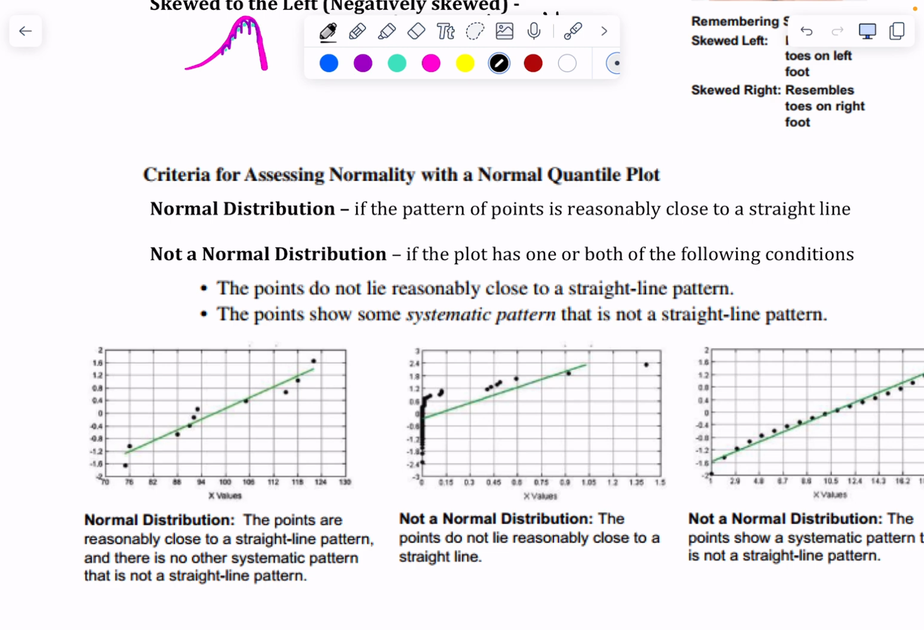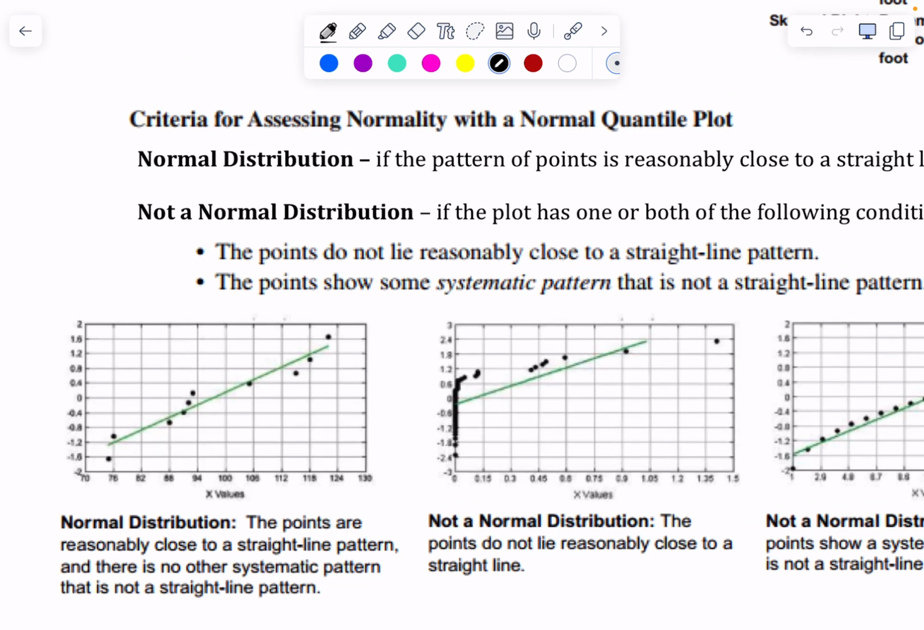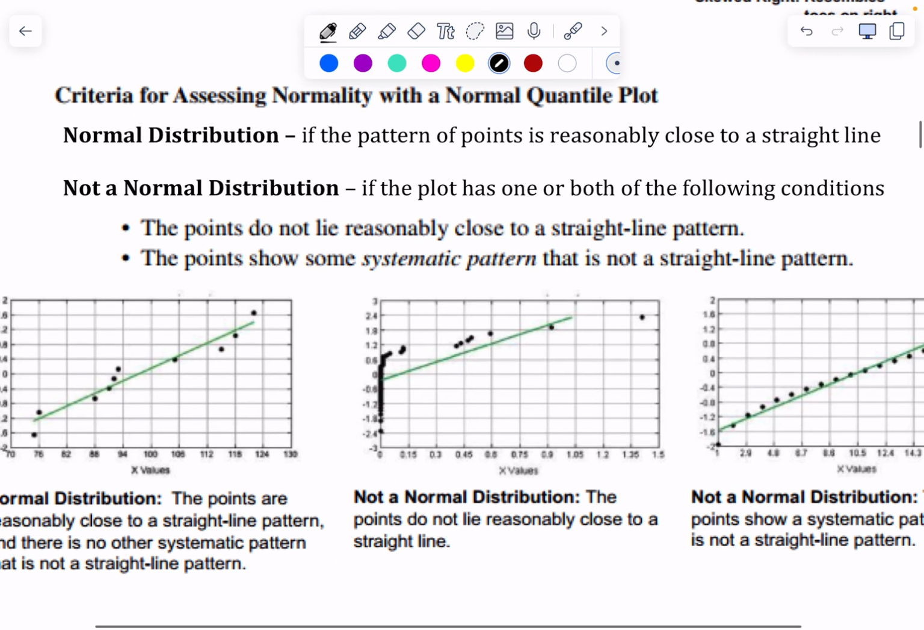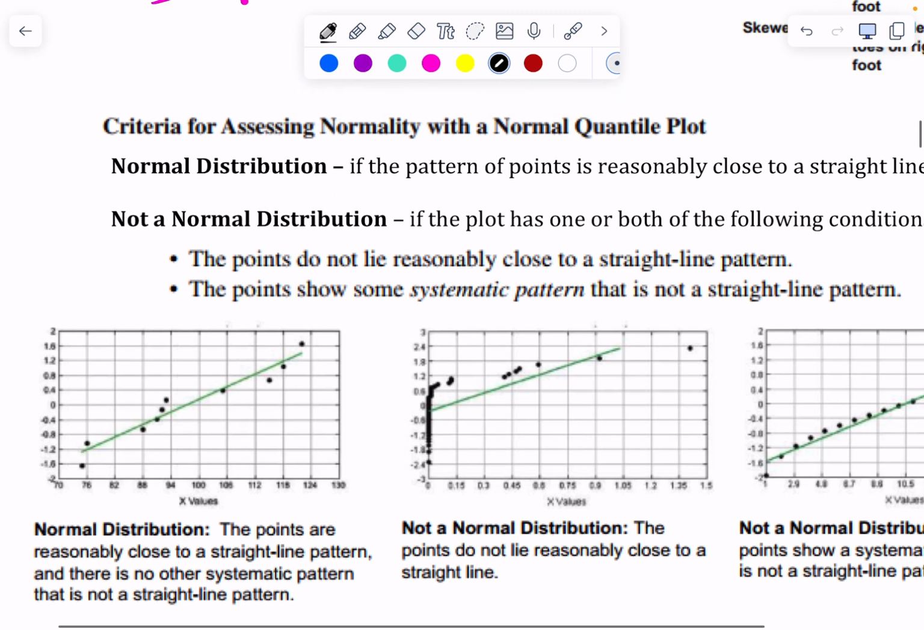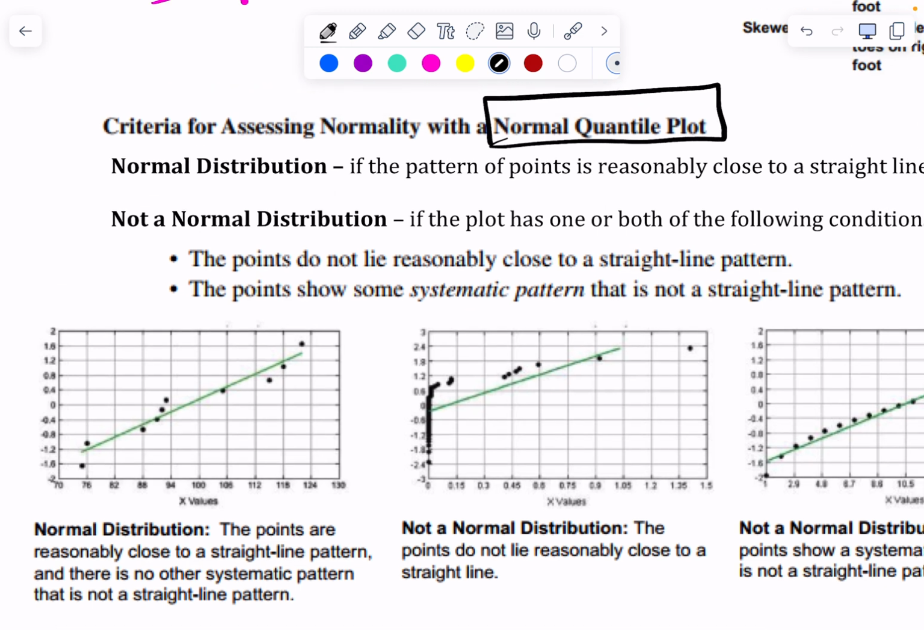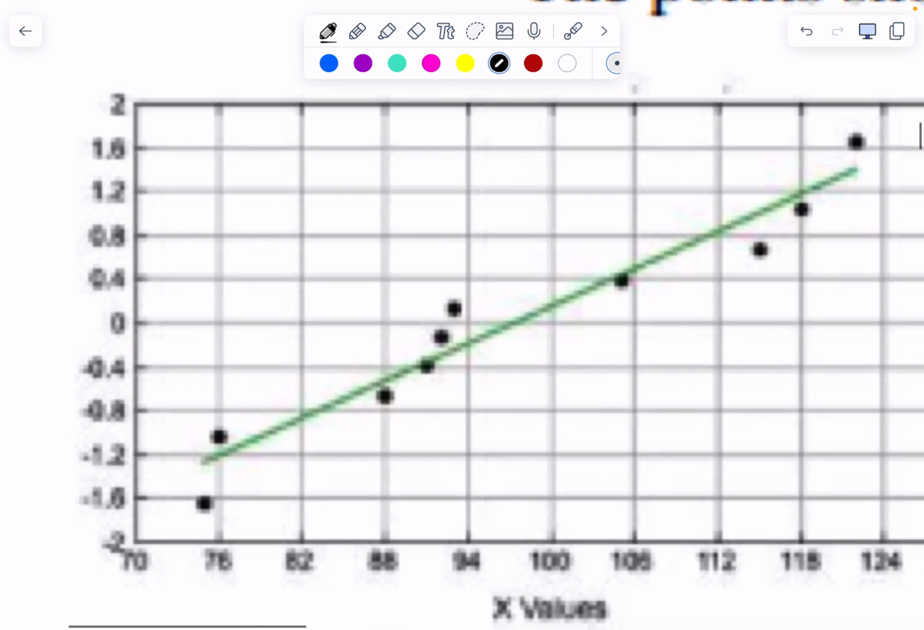Okay? Let's talk about normal distribution. I'm just going to hit on this real quickly. Listen. This is something called a normal quantile plot. We will do this in chapter 10. It has to do with a scatter plot. They will find the standard deviation and calculate what's called a z-score.